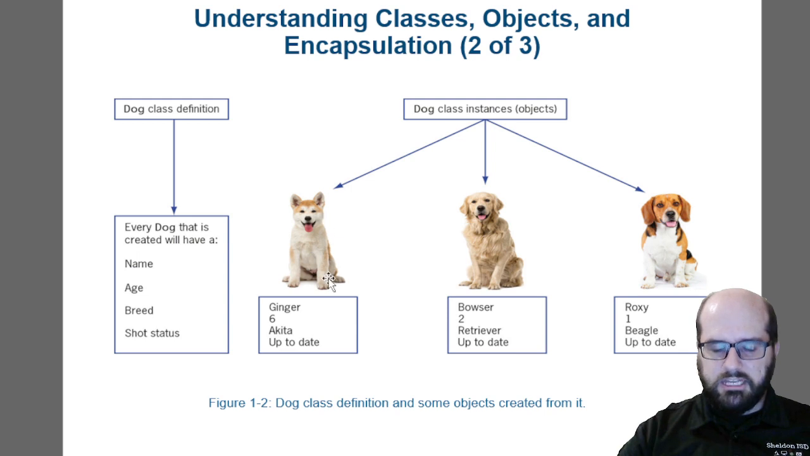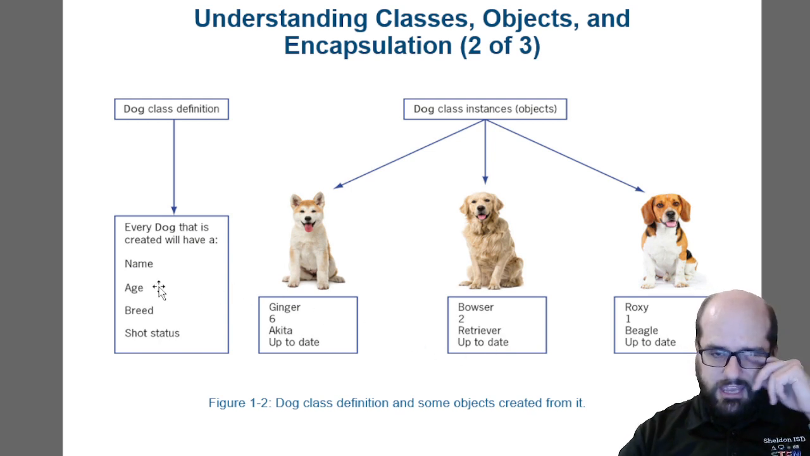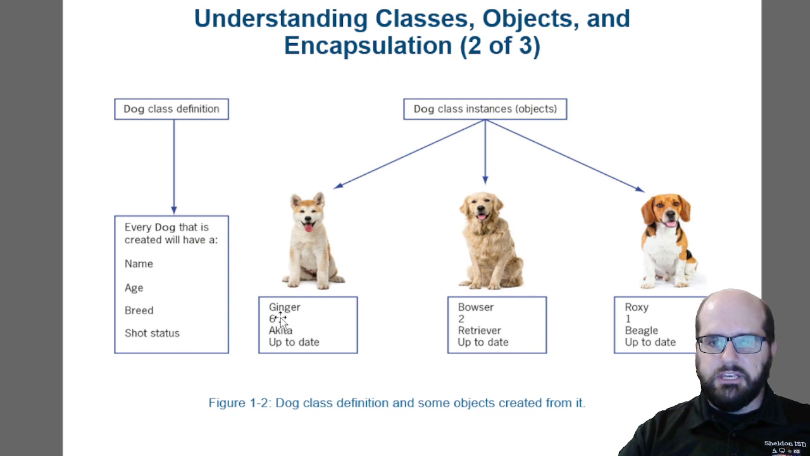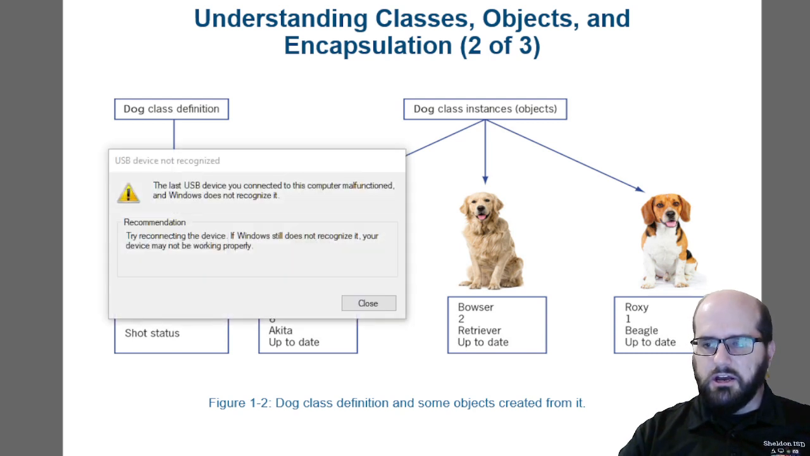We have this Akita, who is 6 years old, whose name is Ginger, and the shot status is up to date. We have another dog named Bowser, who's a retriever, 2 years old. Shot status is up to date. So you can see that the attribute is age, the state is 6 for Ginger, 2 for Bowser, 1 for Roxy. Roxy is a beagle, and her status is also up to date.